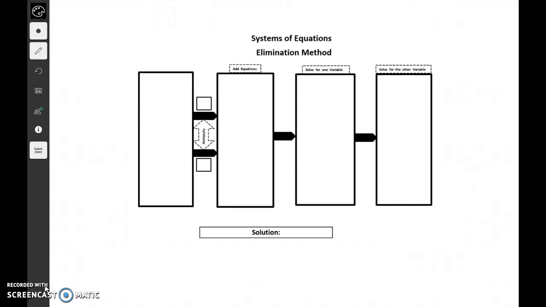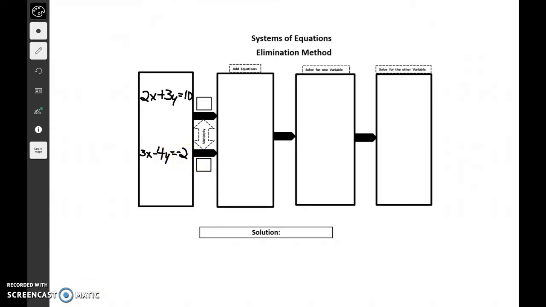So in this problem, we have the equation 2x plus 3y is equal to 10. And then on the other side, we have the equation 3x minus 4y is equal to negative 2.